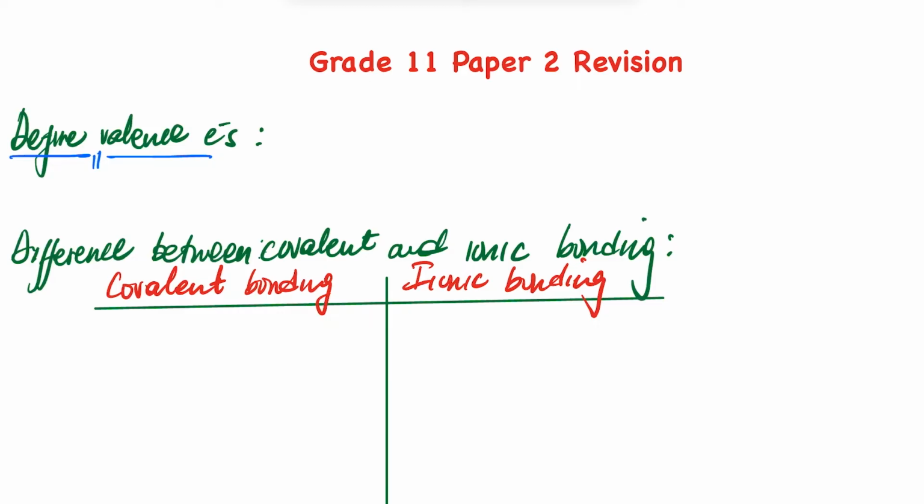We're going to look at paper 2 of term 2 revision, which is chemistry. Allow me, guys, to start with valence electrons because we're going to go to chemical bonding.